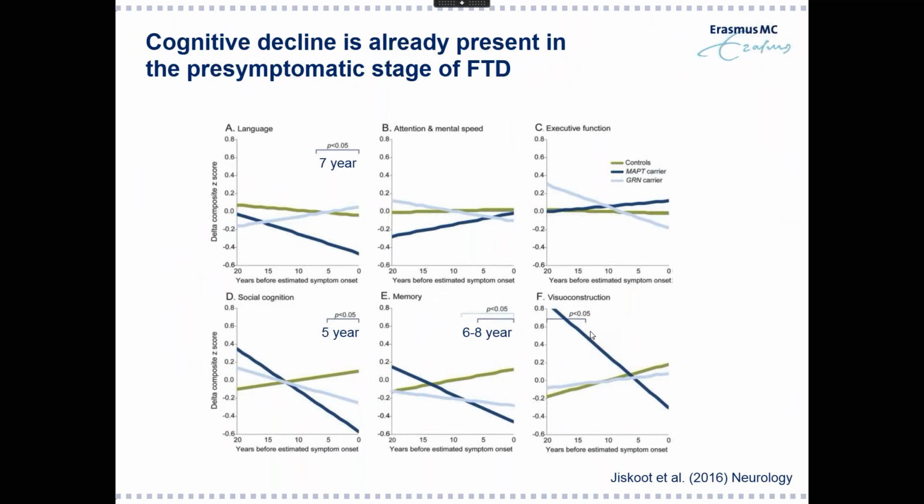In my previous research, I looked into pre-symptomatic cognitive decline in MAPT and progranulin carriers as compared to controls. Not only did we find that cognitive decline is present in the pre-symptomatic stage, up to 8 years prior to estimated onset, but also that we already saw a gene-specific pattern of decline in the pre-symptomatic stages, with language, social cognition, and memory deficits in MAPT, and also memory deficits in progranulin carriers, which basically confirms that memory is affected in FTD already in the pre-symptomatic stages.